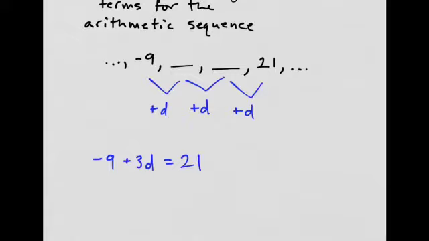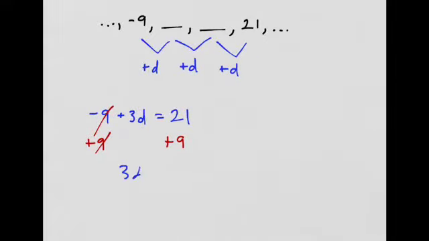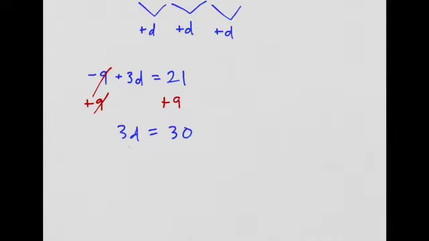What do you think you do now? You add 9. Yeah, we can solve this. It's just add 9. It's just a regular equation that we can solve. 3d equals 30. Divide by 3, divide by 3. d equals 10. That's what we said.